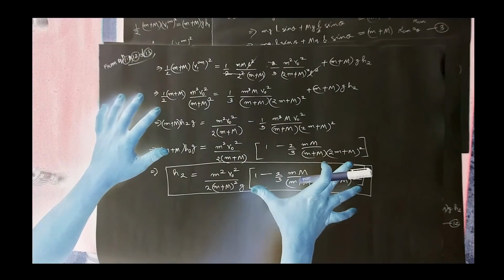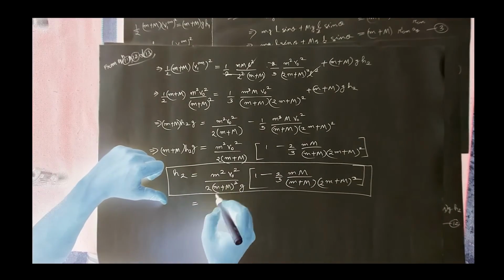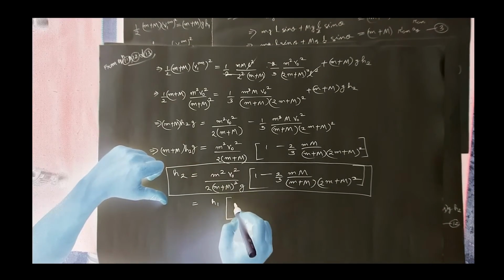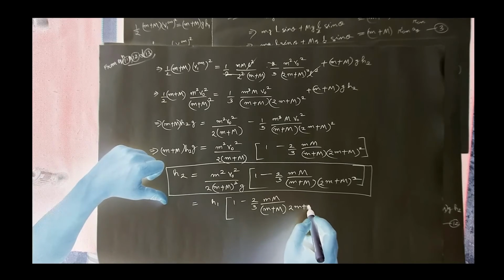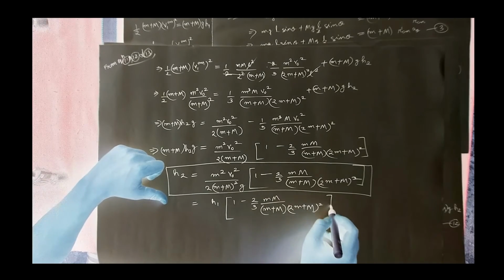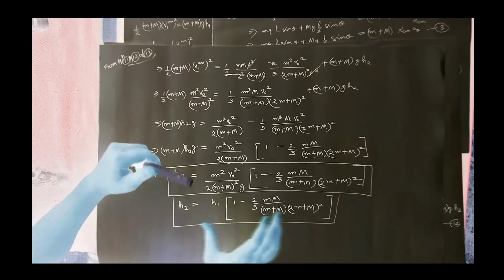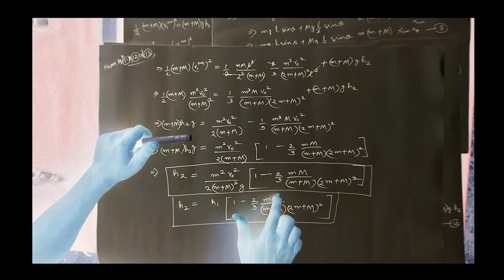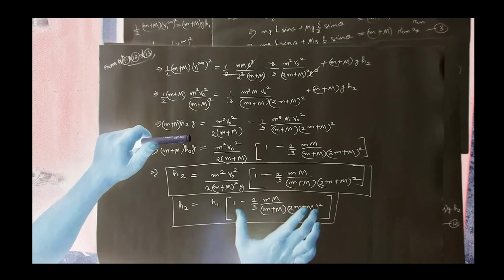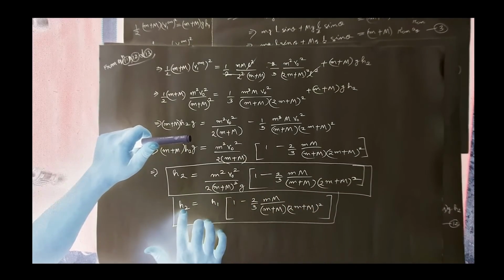Whether this fraction is less than 1 or greater than 1 is going to decide whether h2 is greater than h1 or smaller than h1. So this is actually h1 into 1 minus 2 by 3 into capital M by small m plus capital M, into 2m plus capital M whole square. This is going to be my h2. Seeing this, this fraction is less than 1 because 2 is less than 3. Small m into capital M is obviously going to be less than this thing. So this is less than 1. 1 minus something less than 1 is going to be less than 1. So my h2 is smaller than h1.